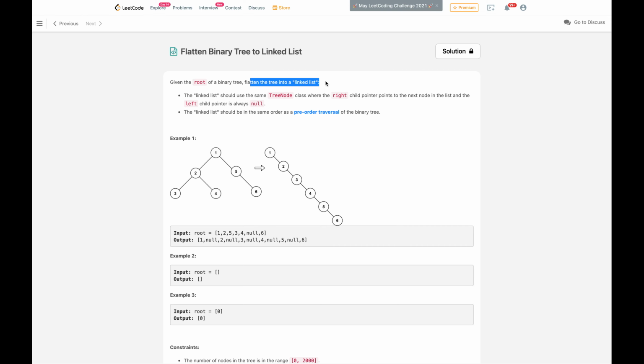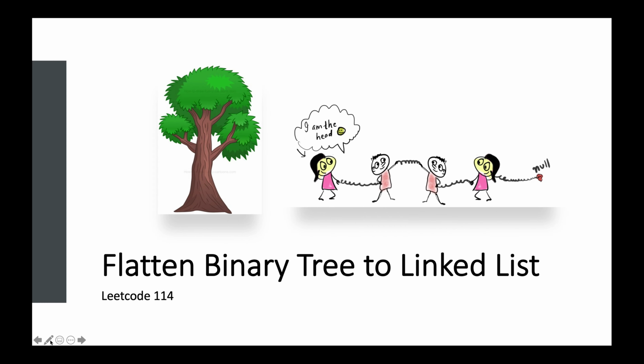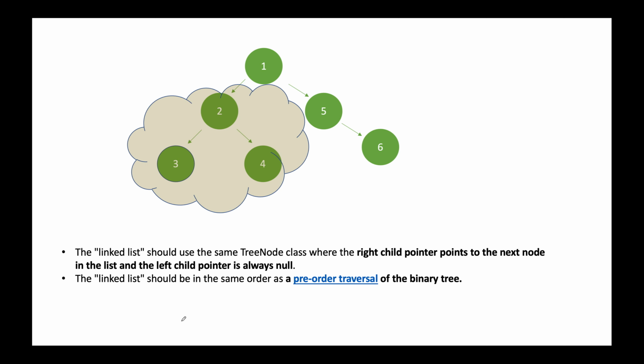So moving on to the presentation. Let's get started with it. Let me just take a pen. LeetCode 114. So let's try and understand the two constraints. The right child pointer points to the next node in the list and the left child pointer is always null. The linked list should be in the same order as a pre-order traversal of the binary tree.